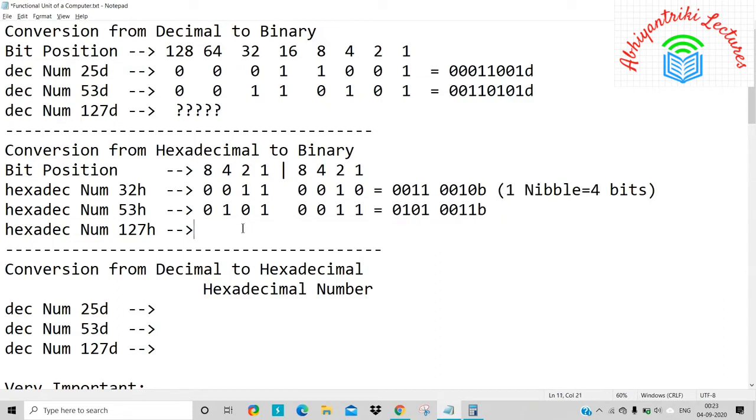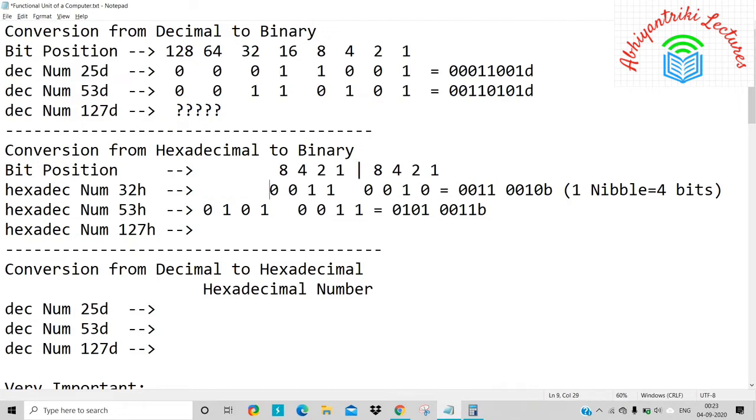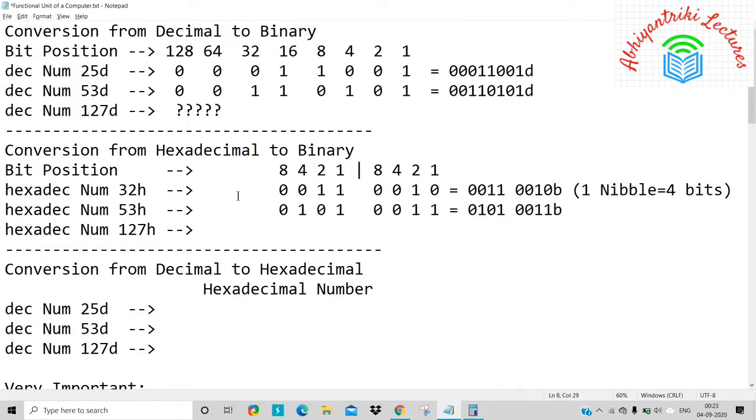And now similarly, can you try for 127H? So what you have to do now? You have to leave space now, for 1 2 3 4 5 6 7 8, and you have to leave space like this. So now 8 4 2 1, right? And then a pipe in between.